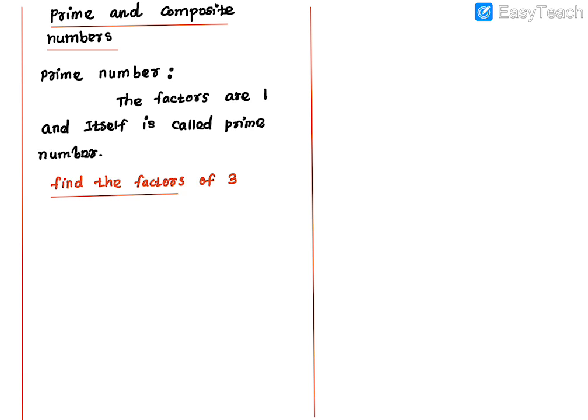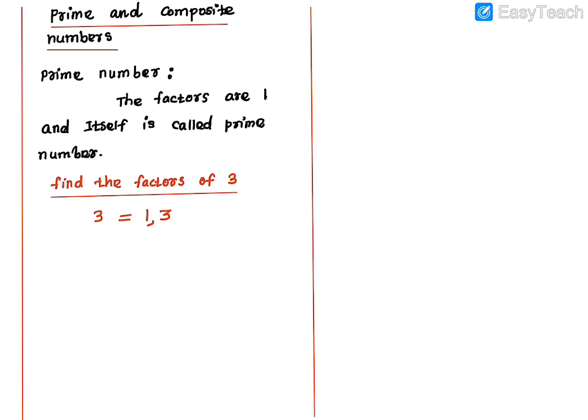So just find the factors. See which tables it will come in. First I will write 3 is equal to... the first table, all numbers will divide. The second table, it will not divide completely, that means the remainder will not be 0. So the only possible next table is 3. So 1 and 3 are the factors of the number 3.